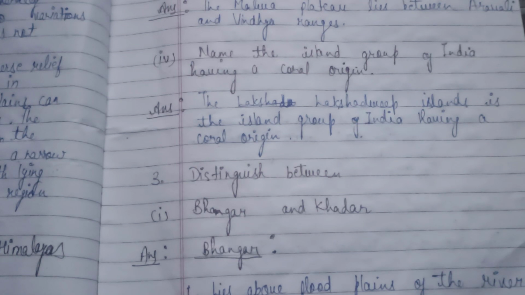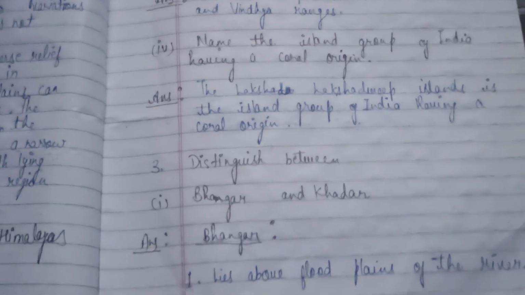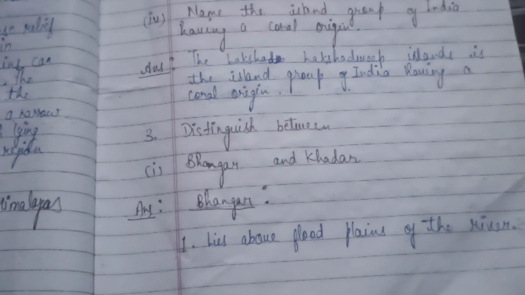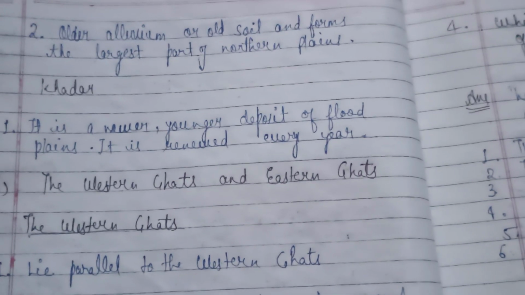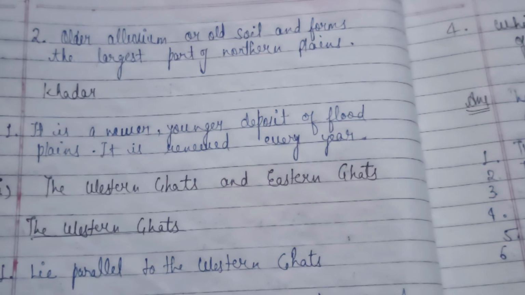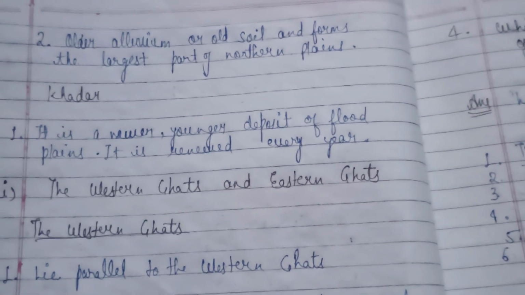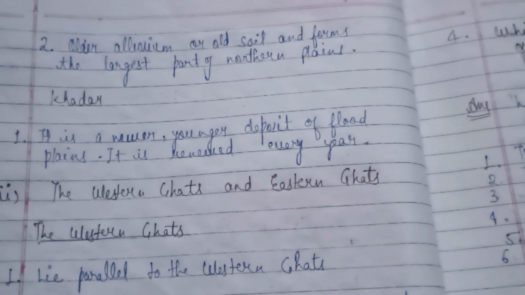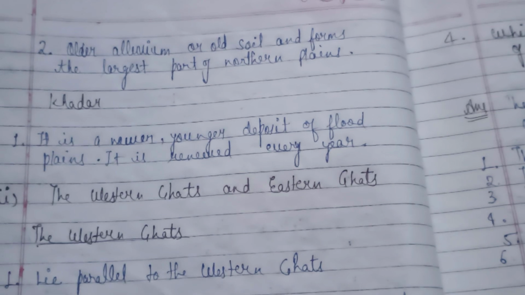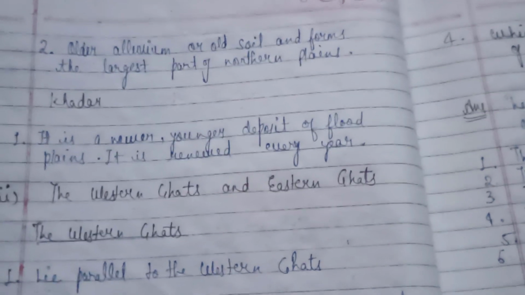Third question is distinguish between Bhangar and Khadar. Answer is Bhangar lies above floodplain of the river, older alluvium or old soil and forms the largest part of northern plain. Khadar is a newer, younger deposit of floodplains. It is renewed every year.